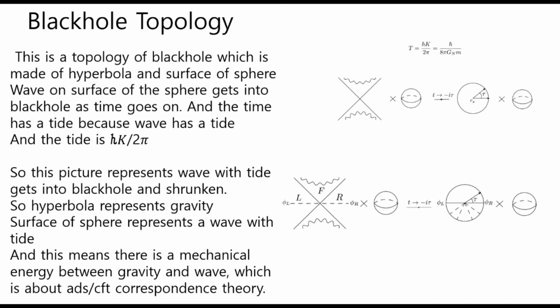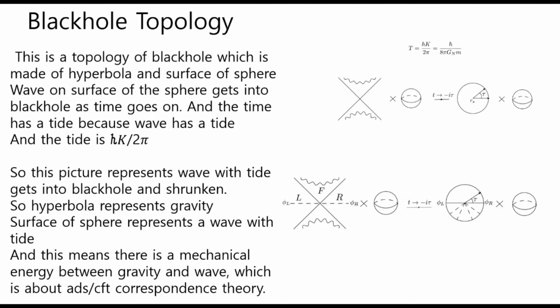Black hole topology. This is a topology of a black hole which is made of a hyperbola and the surface of a sphere. Waves on the surface of the sphere get into the black hole as time goes on, and the time has a tide, because the wave has a tide, and the tide is h bar k over 2 pi. So this picture represents a wave with a tide getting into the black hole and shrinking.